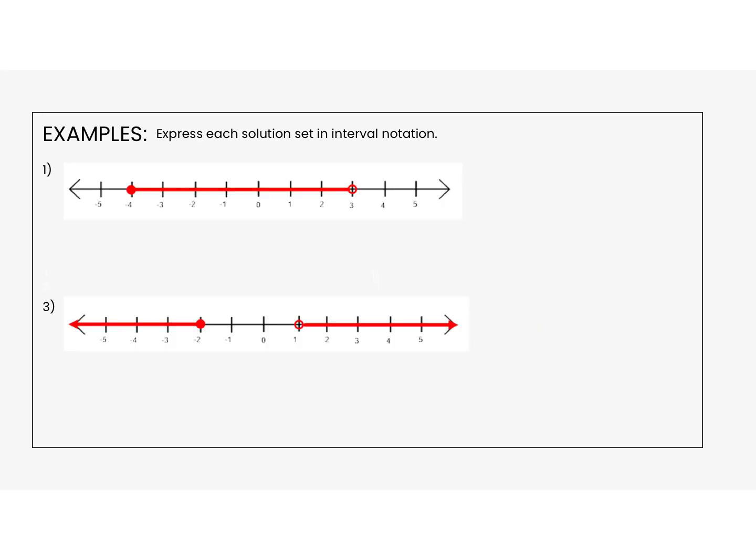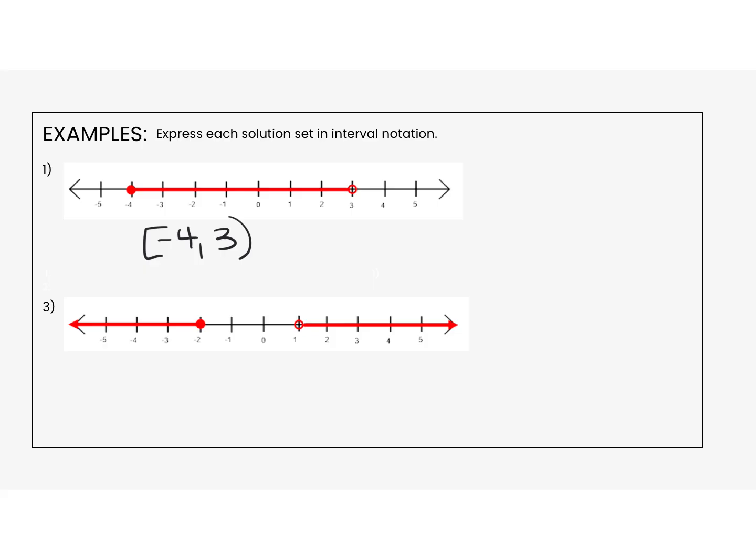So here's an example of a solution set in interval notation. We are just going to write what that is. The -4 has a filled in circle, so that is included, so I'm going to do a bracket. And the 3 has an open circle, so that is not included, so I'm going to do a parenthesis. So it goes from -4 to 3, including -4, not including 3.